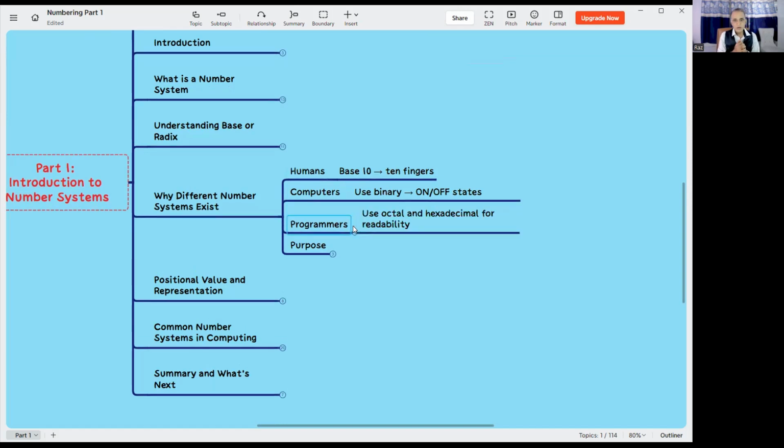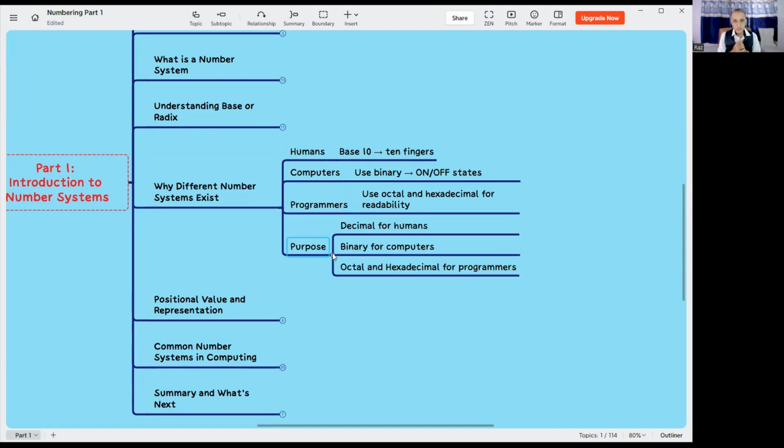Programmers use octal or hexadecimal. Why? Because it's much easier to convert from binary to octal or hexadecimal compared to decimal. So what is the purpose of each one? Decimal is for humans, binary is for computers, and octal and hexadecimal are for programmers.